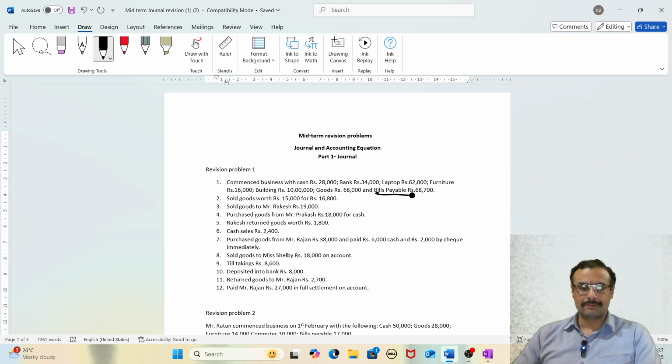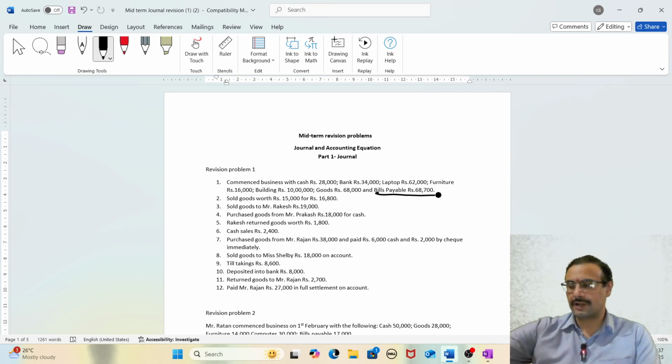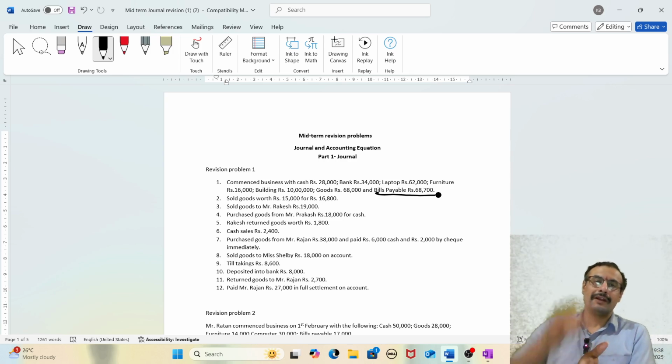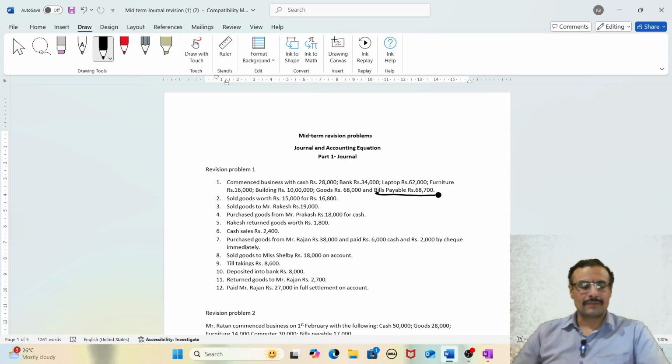Now this bills payable is your liability. What has happened is the business owner has brought in the personal liability into business, so this bills payable will reduce the capital to that extent.